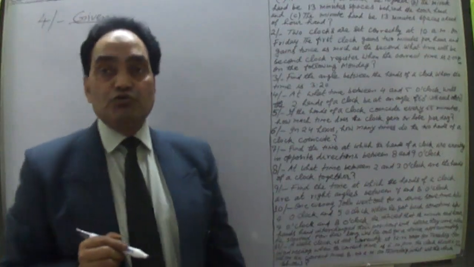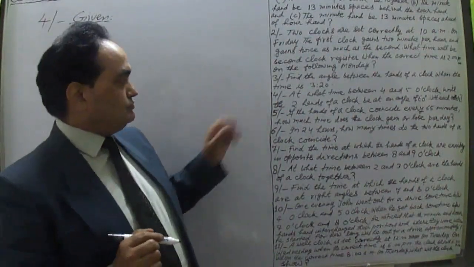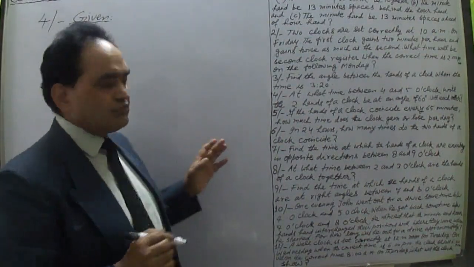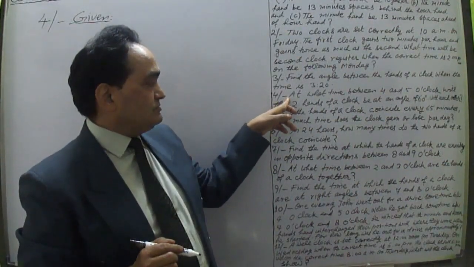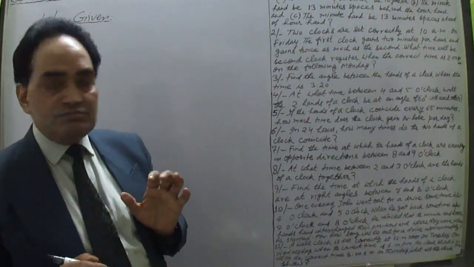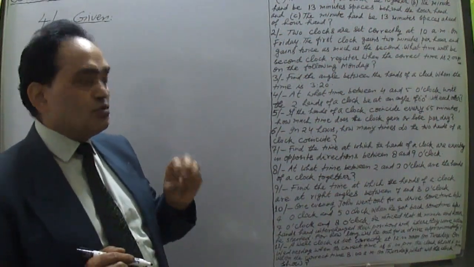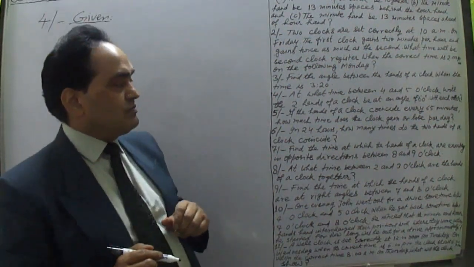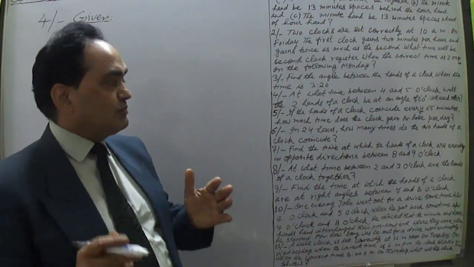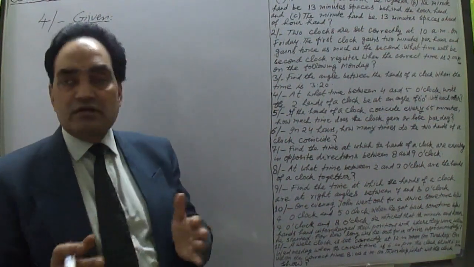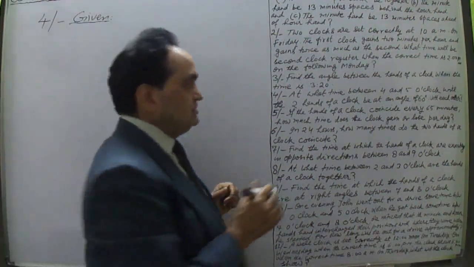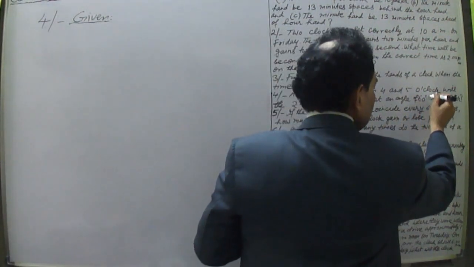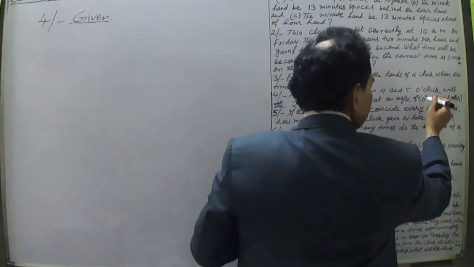Yes, friends. So we are continuing with question number 4. Now in question number 4, what does it say? It is said that at what time between 4 and 5 o'clock will the two hands of a clock be at an angle of 60 degree with each other? This is 60 degree with each other.